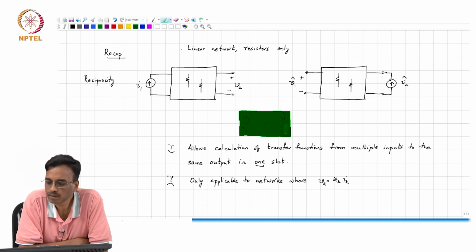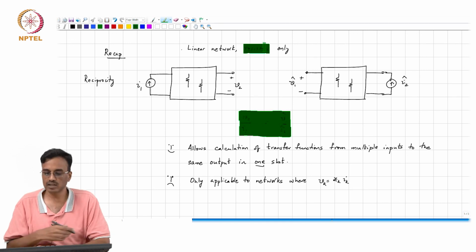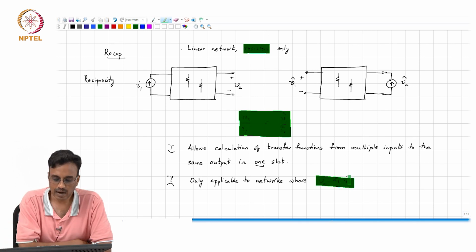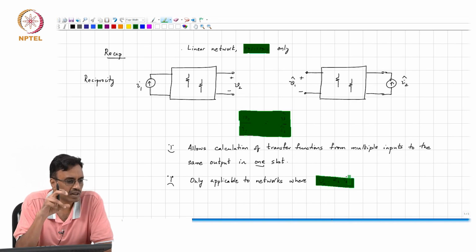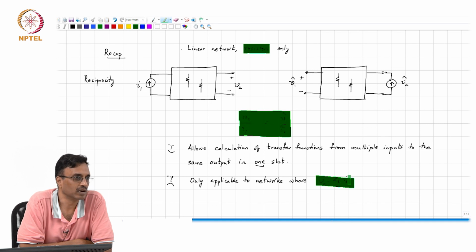If you exploit the fact that the network only consists of elements where you can relate the branch currents to the branch voltages, in this fashion, then you excite the output port and look at the voltages or currents through the independent sources inside the network. This way you solve the network only once, but in one shot we are able to get all the transfer functions that we want without having to evaluate the network multiple times. That is one of the practical uses of reciprocity.